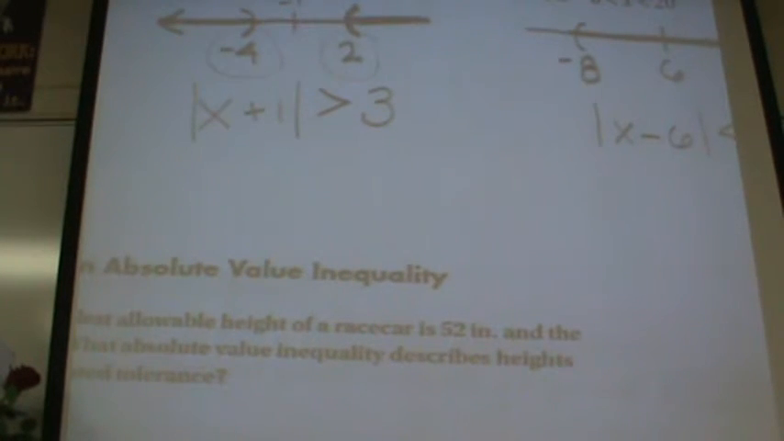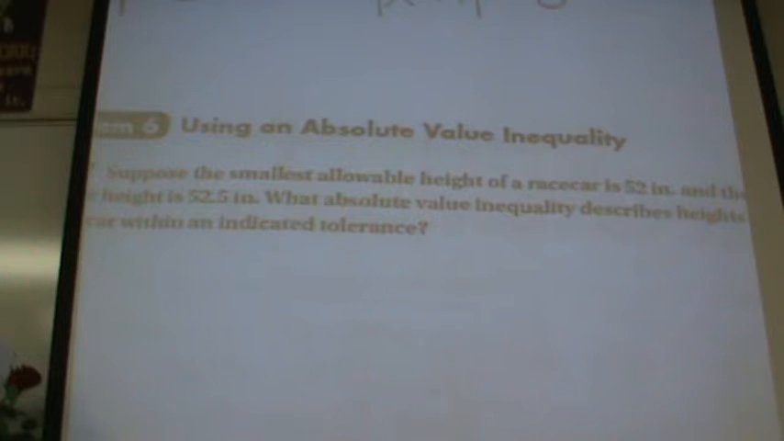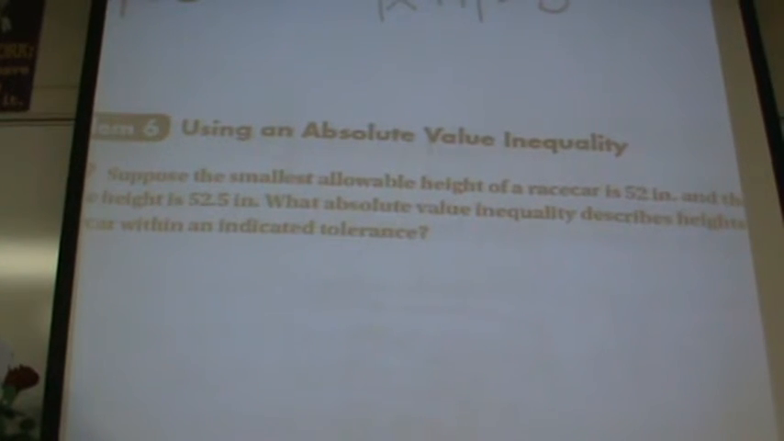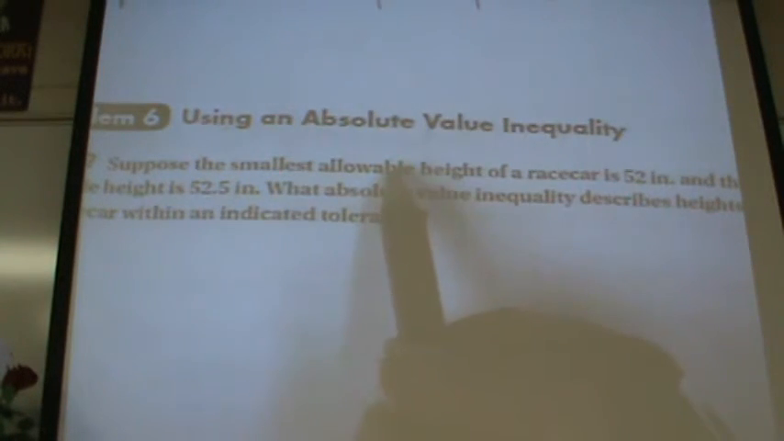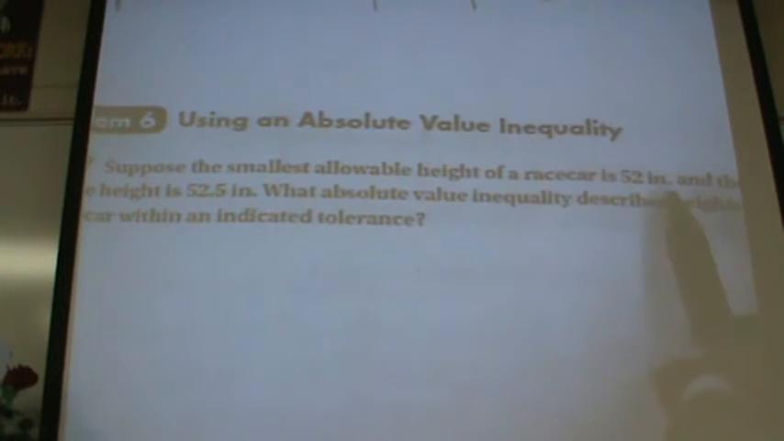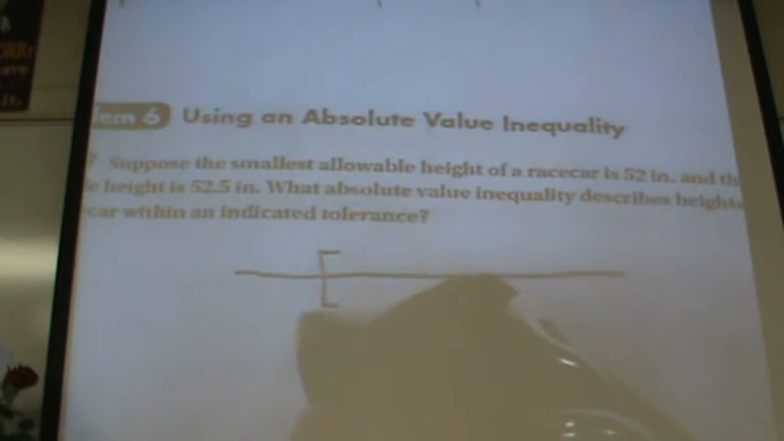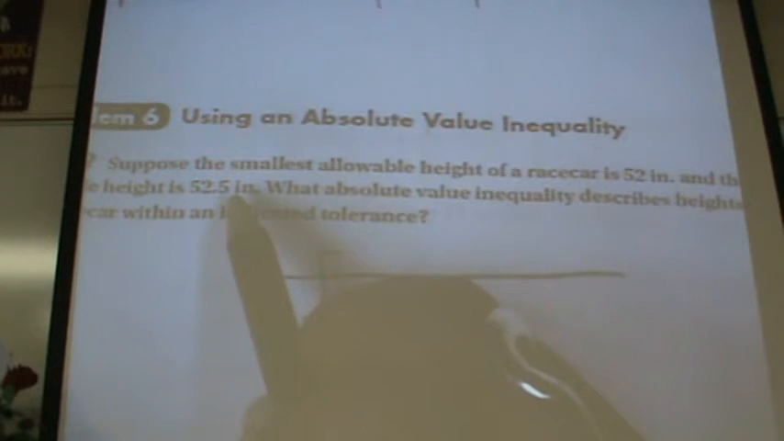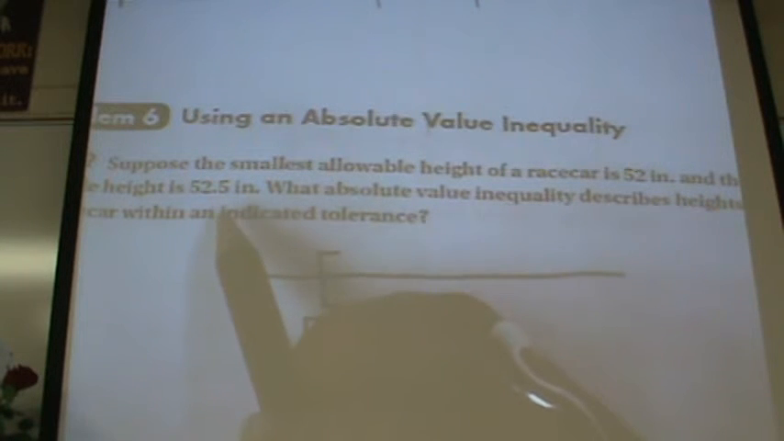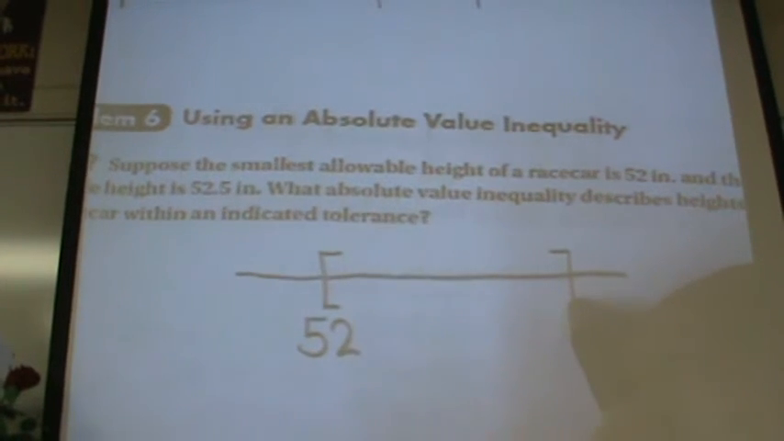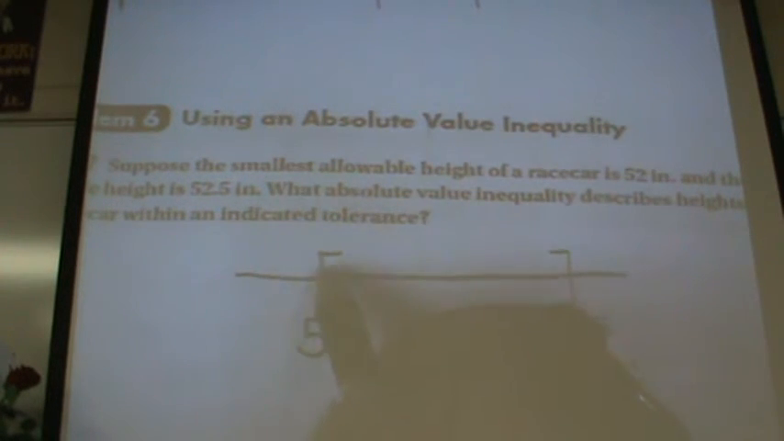Okay, now, how much time do we have? Not much. Here's a story problem. These are story problems relating to this. Suppose the smallest allowable height of a race car is 52 inches, so they're talking about how tall you have to be to be a race car driver. They're saying that the desirable is 52.5, okay? So we want you to be somewhere in between this height.